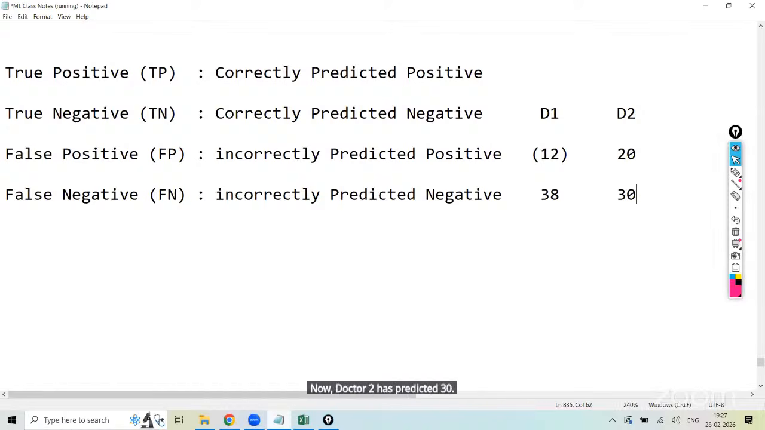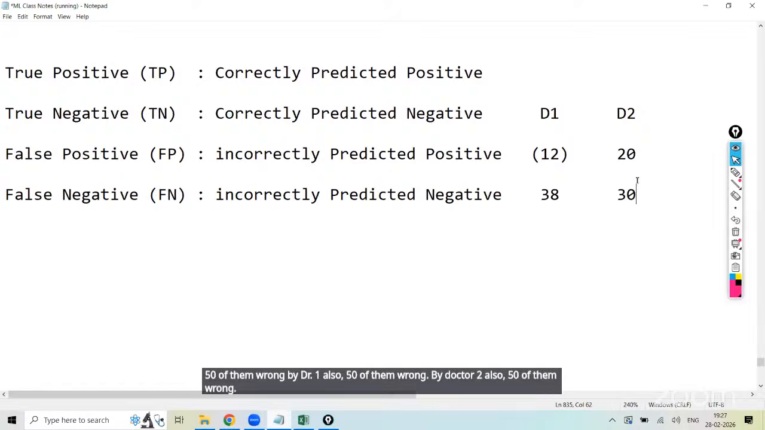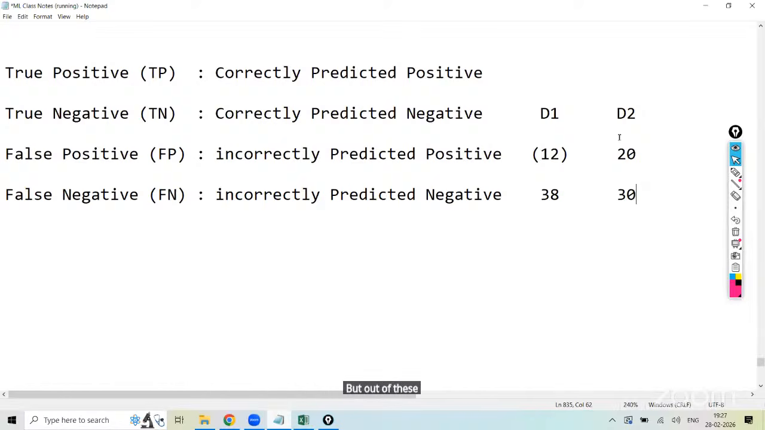Basically both the doctors, 50 patients only. 50 of them wrong by Doctor 1, and 50 of them wrong by Doctor 2. Both the doctors are 50-50 wrong only. But out of these 2, which doctor is worse? You tell me now. First doctor or second doctor?